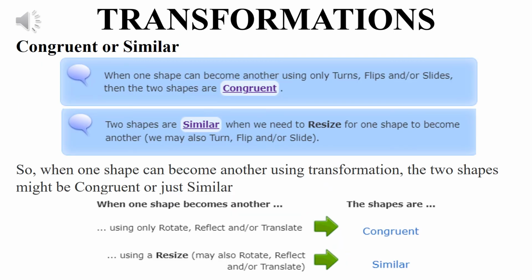Congruent or similar. When one shape can become another using only turns, flips, and slides, the two shapes are congruent. Two shapes are similar when we need to resize. For one shape to become another, we may also turn, flip, and/or slide. So, when one shape can become another using transformation, the two shapes might be congruent or just similar. When one shape becomes another using only rotate, reflect, and/or translate, the shapes are congruent. When one shape becomes another using a resize, and may also rotate, reflect, and/or translate, the shapes are similar.